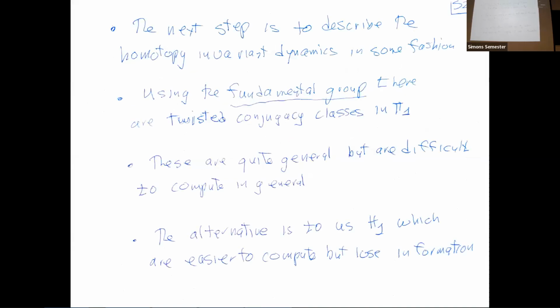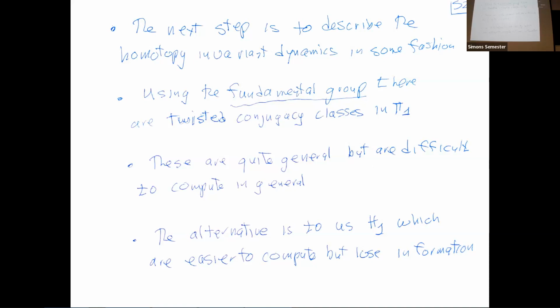Okay, so this is the main persistence theorem for periodic points and for general points. And now we want to describe the persistent dynamics. All right, so we have to use algebraic topology tools to describe the persistent dynamics. There are lots of tools for doing this. One is to go back and use Nielsen theory and the fundamental group.